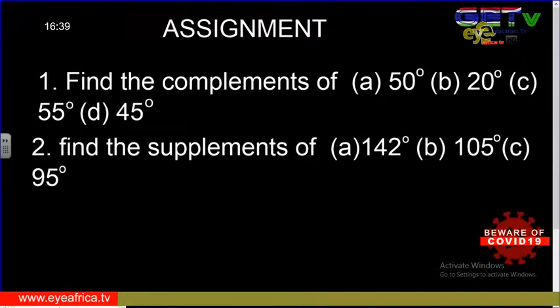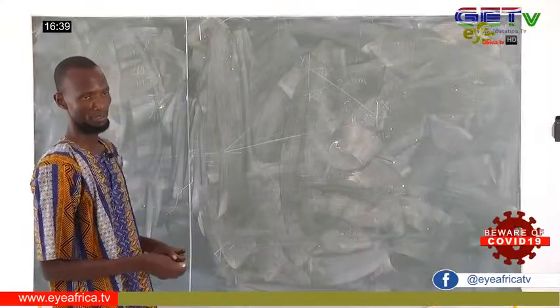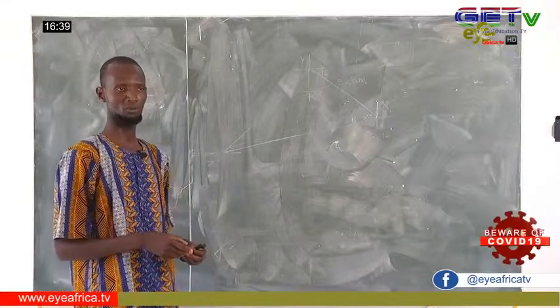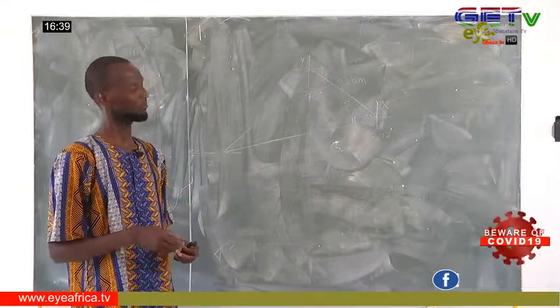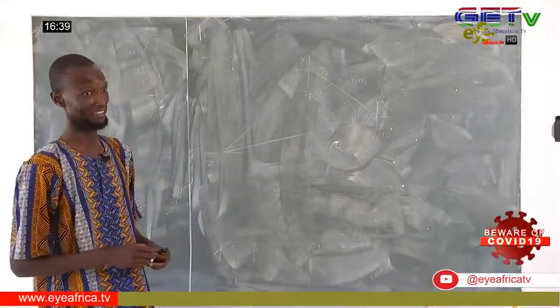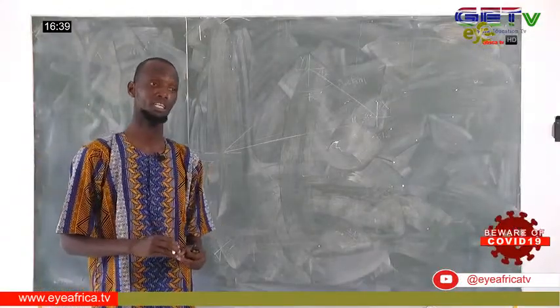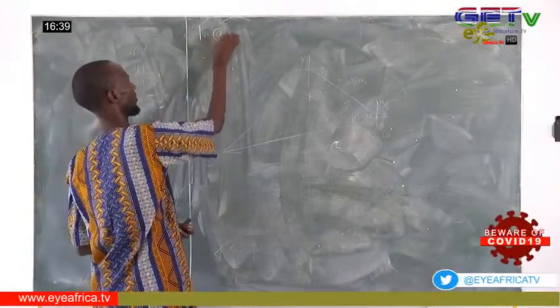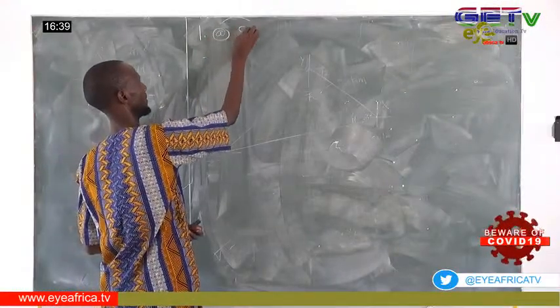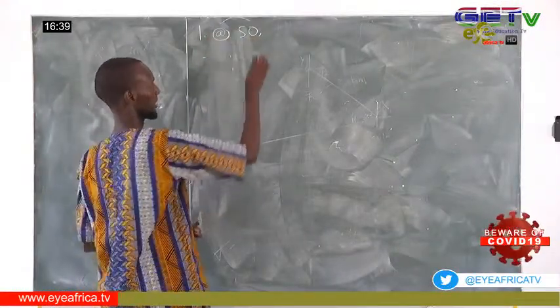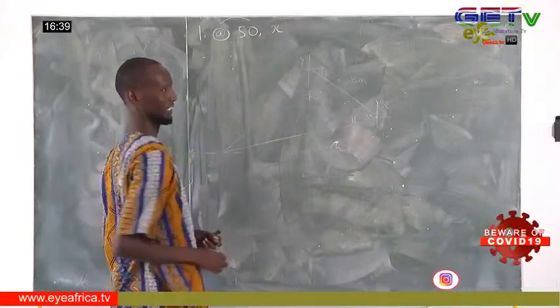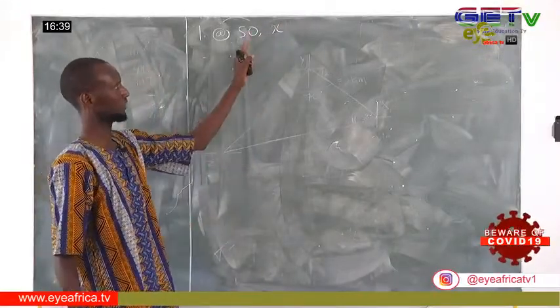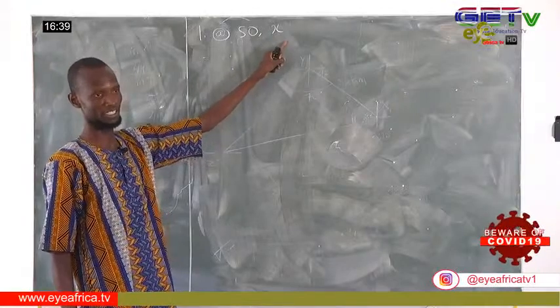Now we start with number one. We are looking for complements, and we know complementary angles add up to 180. Sorry, they add up to 90 degrees rather. Okay, complementary angles add up to 90 degrees. So, if in A, one of the angles is 50, we assume the other angle is x because we don't know its value. And we know if we add those two angles, we should get 90 degrees.